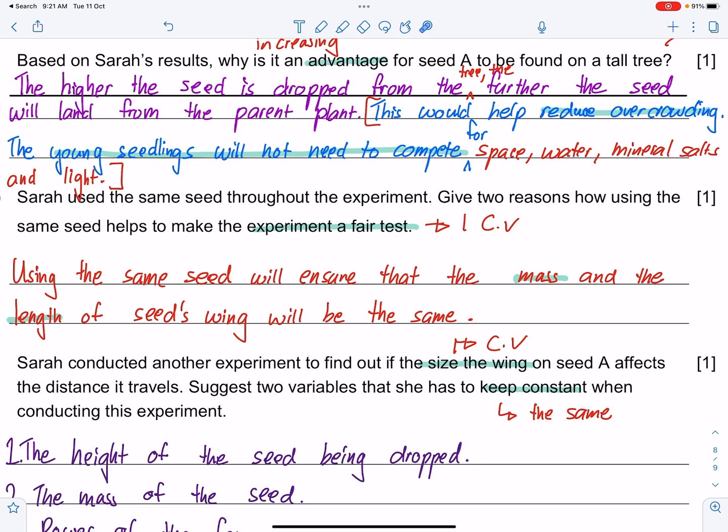Some of you didn't say mass, you said weight. I actually highlighted that out for you. Technically, you are not wrong, but mass and weight are not the same. Why? Mass does not equal weight. Okay, it is not the same. It is not the same.